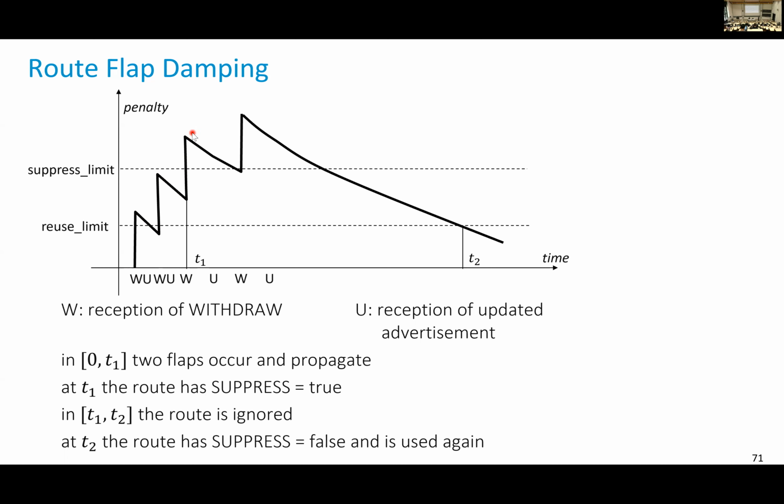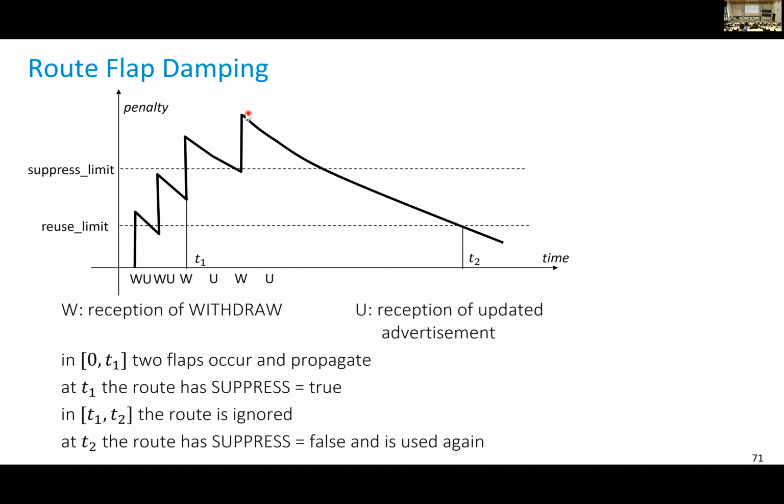When the penalty of a route is above the suppressed limit, then we keep the route, but we don't use it. We do as if it did not exist anymore, which means in particular, for the 3rd time here, at time t1, the route has suppressed equal 2 and is ignored, which will avoid the propagation of those oscillations to the rest of the world. Hopefully, sooner or later, the problem will be fixed. So here the route was withdrawn another time, which has affected this router, but has not affected the computation of the best route because this route was ignored, cannot be the best route.